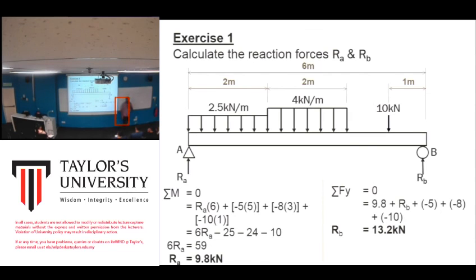Check whether it is correct. 13.2 plus 9.8. Can you get the value of this? Add this together and compare. Is it the same? The forces going down equal the forces going up. These two forces.